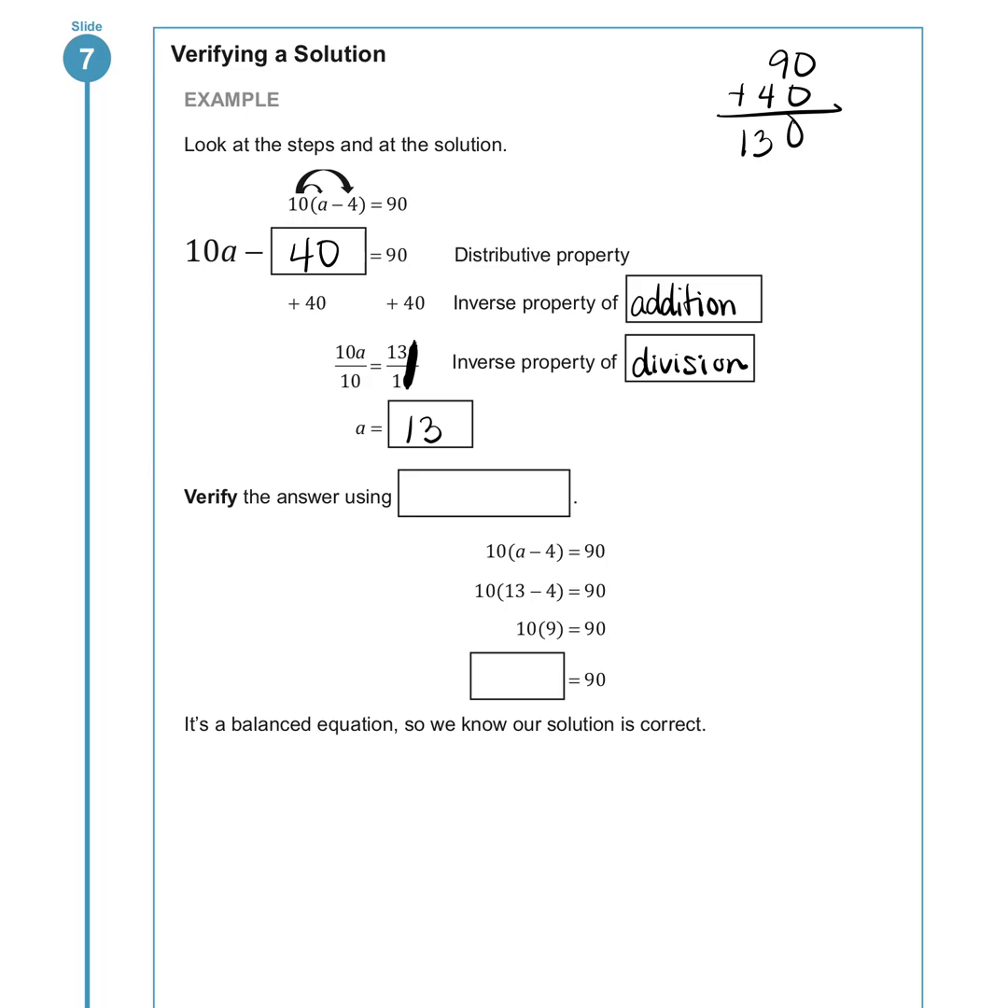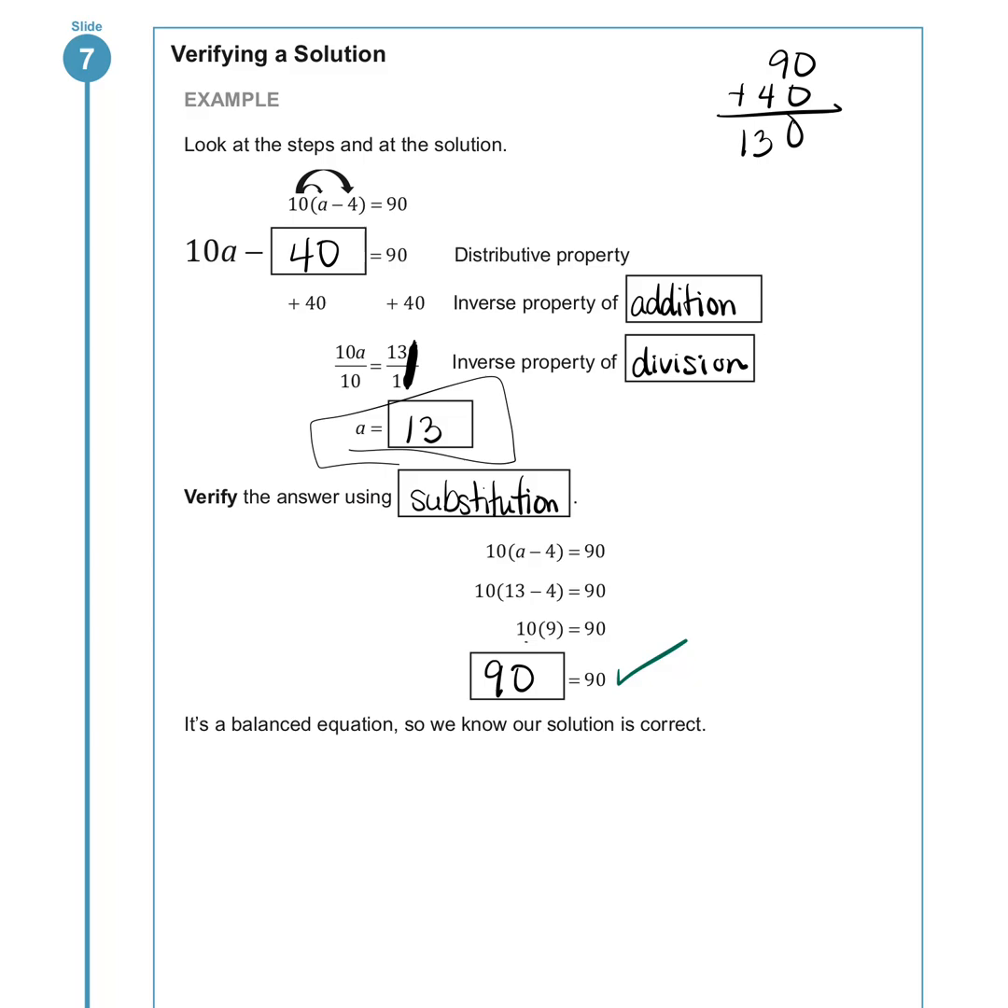Now, you're going to verify the answer using a method called substitution. This is where you just plug in your answer and see if it works out. So I'm going to replace my A with 13. That was my answer. So 13 minus 4 gives me 9. 10 times 9 is 90. So it works out. It's a balanced equation. We know our solution is correct.